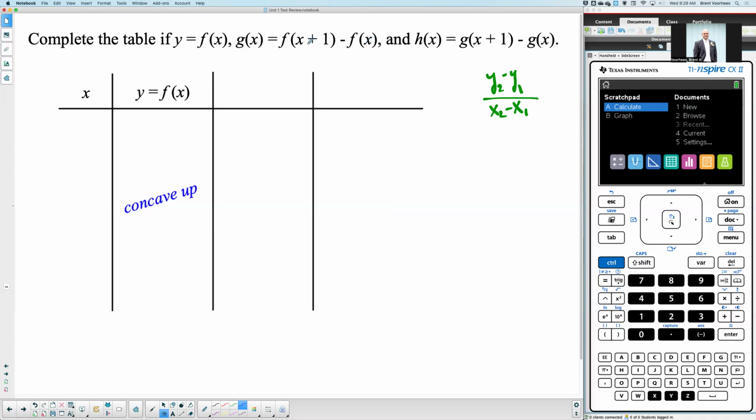What would be 4 minus 3? 1. So the x's are always going to equal 1 here. They're always going to equal 1. Pick a different number. What if x wasn't 3? Pick a different, any other random number. How about 10? What if x is 10?